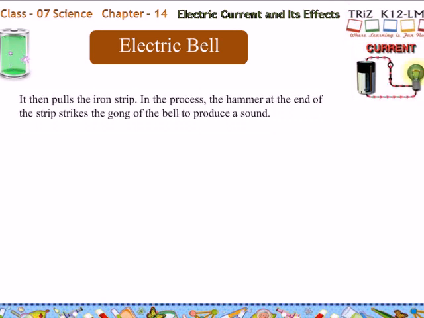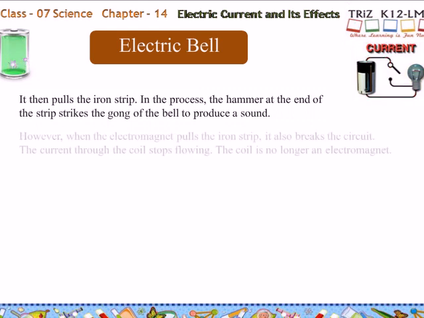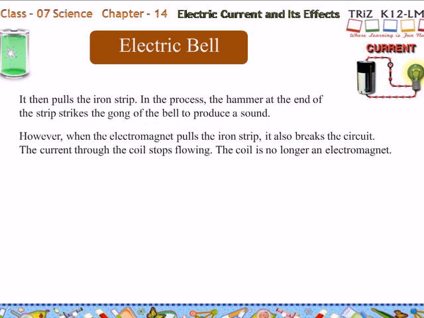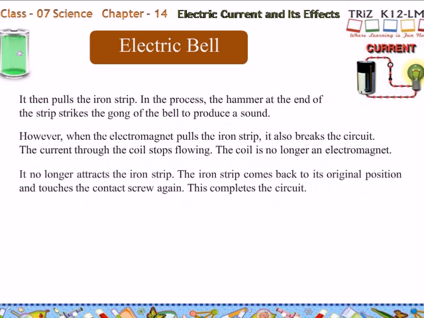It then pulls the iron strip. In this process, the hammer at the end of the strip strikes the gong of the bell to produce a sound. However, when the electromagnet pulls the iron strip, it also breaks the circuit. The current through the coil stops flowing. The coil is no longer an electromagnet. It no longer attracts the iron strip.